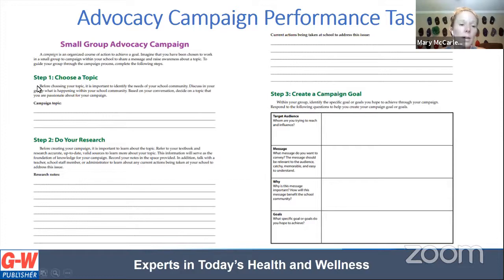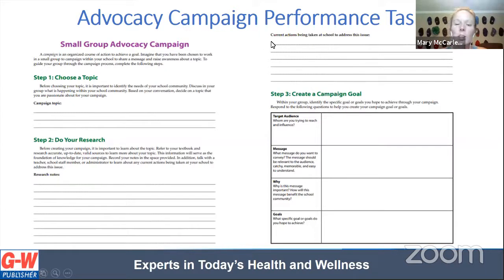So in small groups, they're going to choose a topic and come up with a campaign topic, something that meets the needs of your school community, maybe something that students are passionate about. Then they're going to do research. They're going to research accurate, up-to-date, valid information about the topic you've chosen, and come up with their research notes.